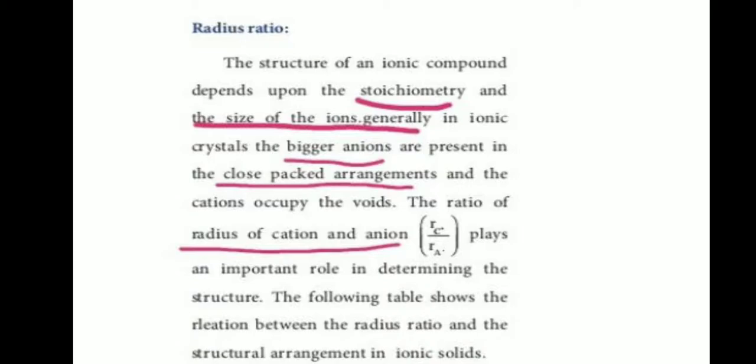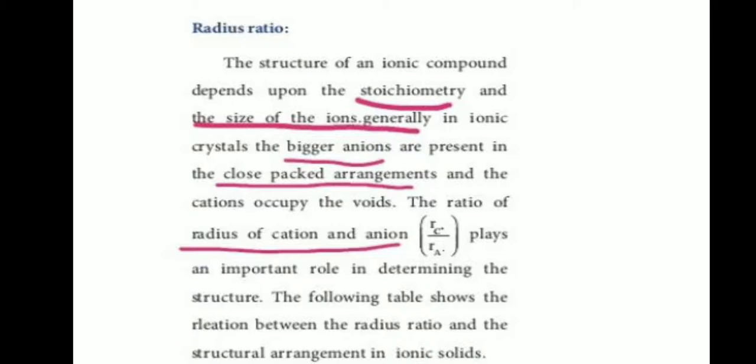Generally, in ionic crystals, the bigger anions are present in the CPA, or close packed arrangement. Listen carefully. In an ionic crystal, the bigger anions, because anions mean gain of electrons, are present in the close packed arrangements, and the cations occupy the voids.